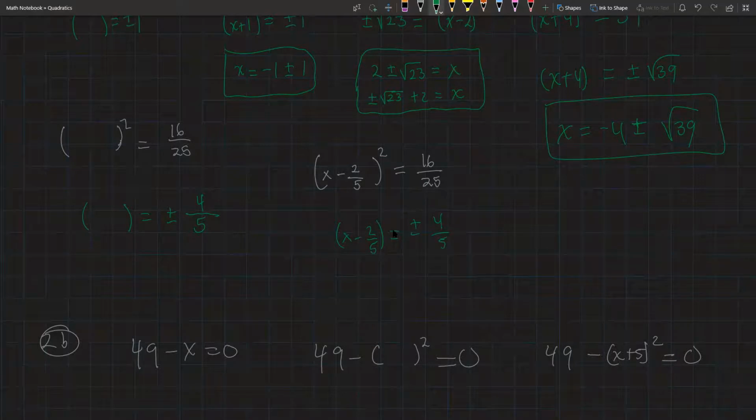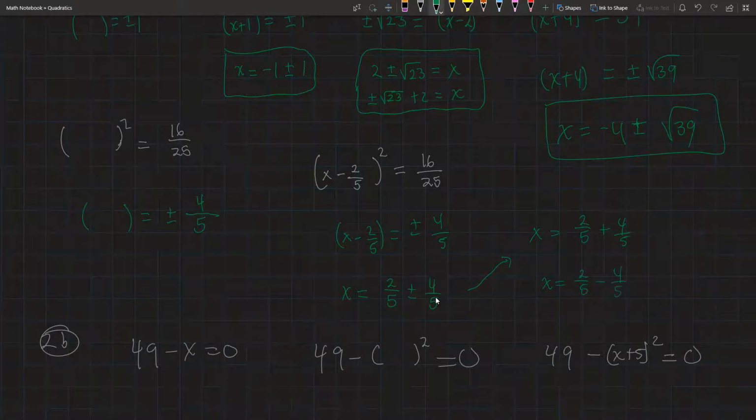And how do we undo subtracting that fraction? We are going to add it to both sides. So therefore, we get x is equal to a positive 2 over 5 plus or minus 4 over 5. And this one I will simplify because it's fractions and you might be intimidated. Let's have a little fun with this. Remember that this means two options. It means either x is 2 over 5 plus 4 over 5. And the other option is that x is 2 over 5 minus 4 over 5.